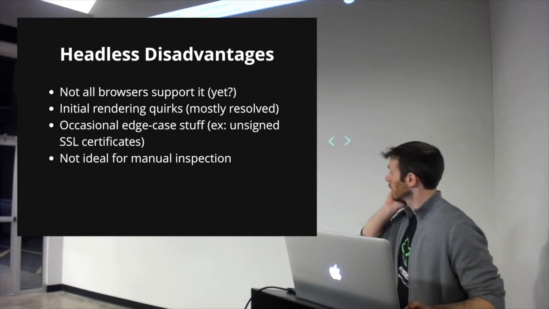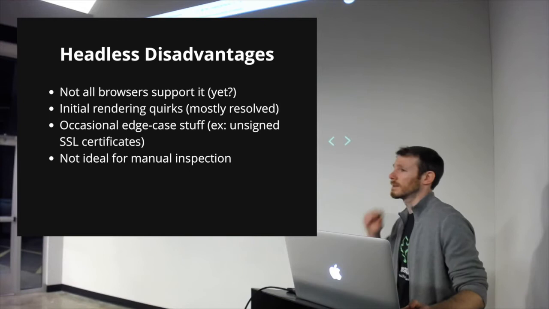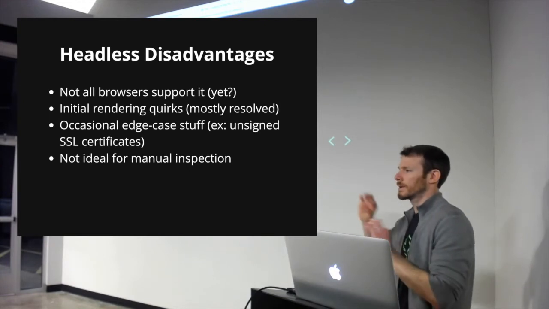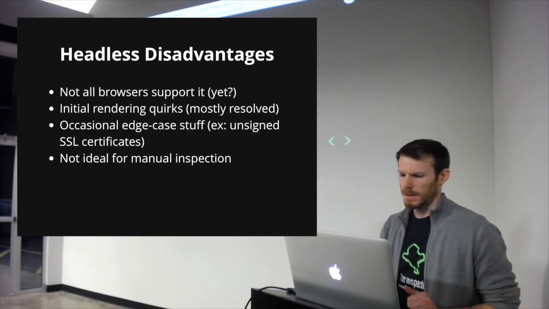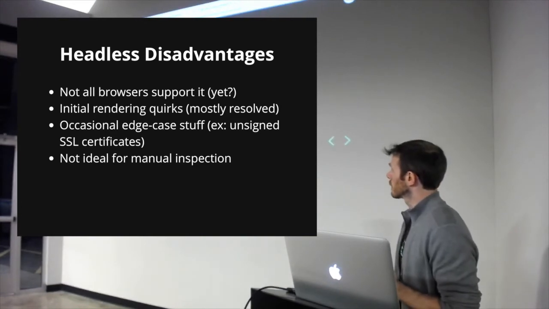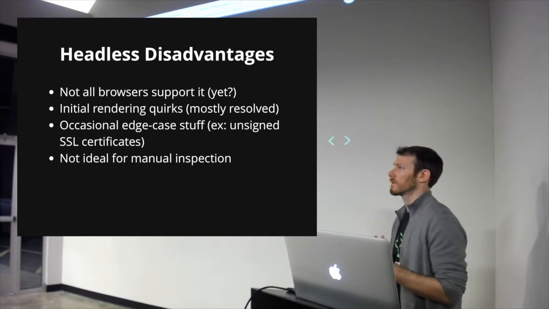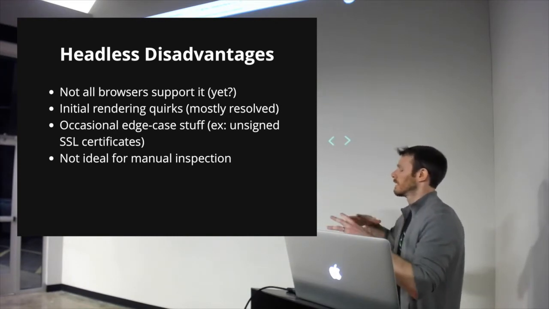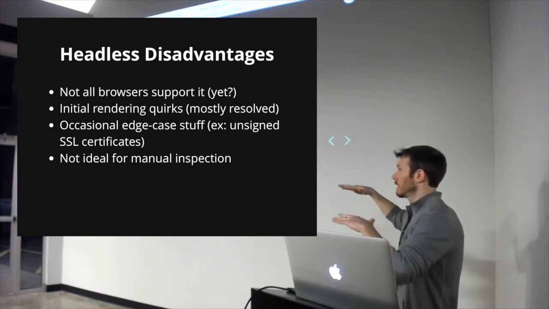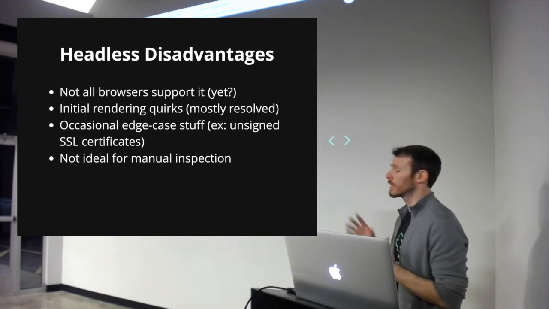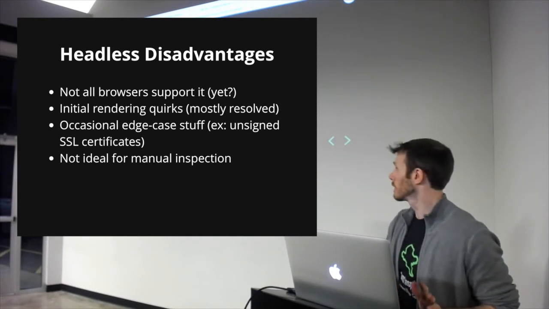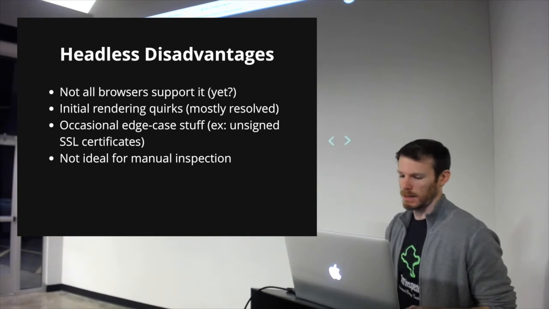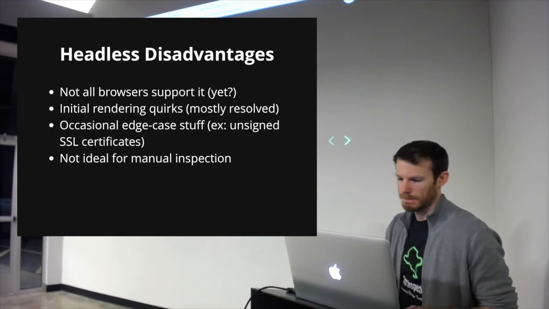Initially, when these launched, we noticed some rendering quirks. For instance, in Firefox, radio buttons weren't showing up when you took screenshots. Most of those are resolved. There's a couple of edge-casey things. Initially, Headless Chrome couldn't deal with unsigned SSL certificates. Sometimes other flags would get changed when you used headless mode. But you can get around most of them. It depends on what library you're using too. But for the most part, it's going to work in like 99.9% of your situations.